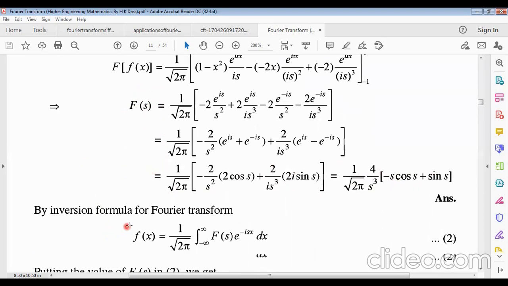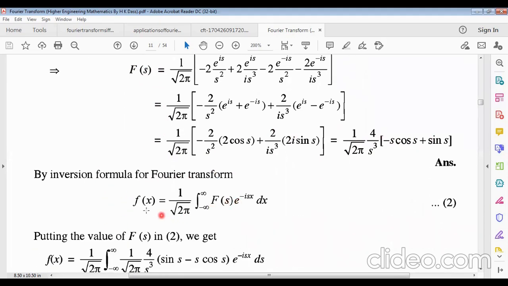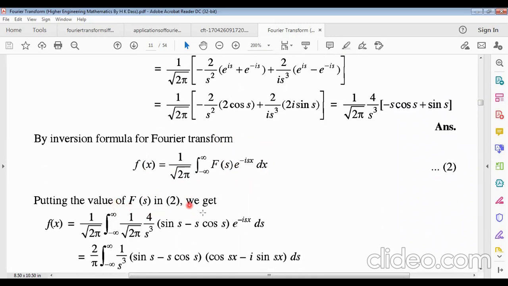Now the inversion formula for the Fourier transform. This is the inverse Fourier transform formula. Now putting the value of F of s, which we have found, in equation 2, just putting this value of F of s in the formula of the inverse Fourier transform, the second formula of the Fourier transform, we get the form here.